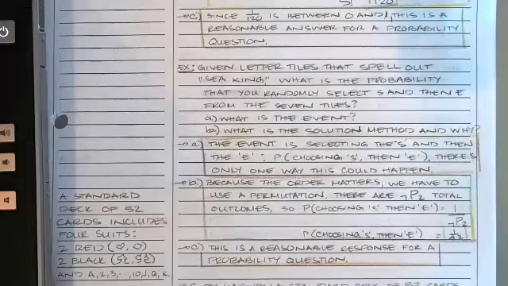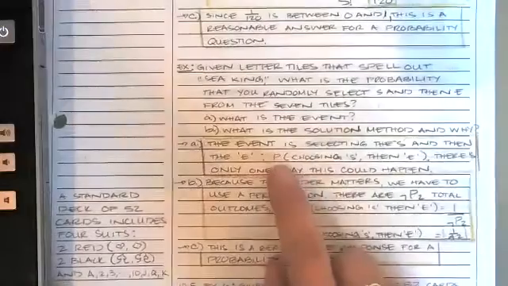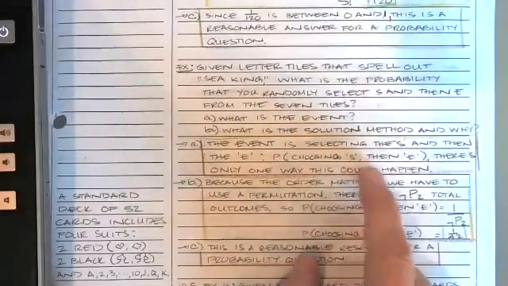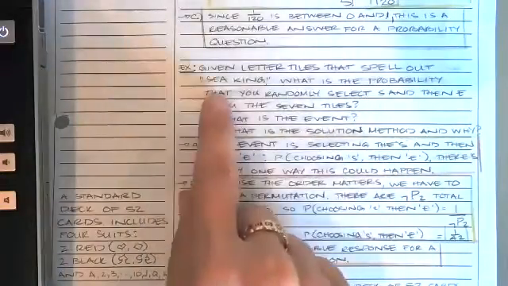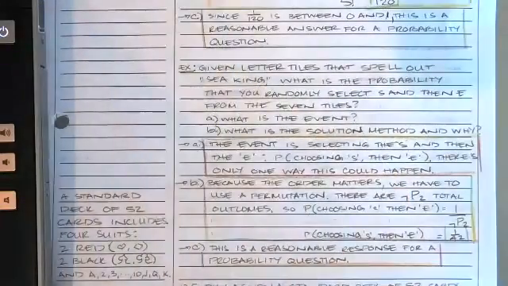So part A says the event is selecting the S and then the E. So I've got the probability of choosing S, comma, then E. There's only one way this could happen because I don't have any other S or E in the word. So I would choose the S first, I would choose the E second, or I don't.